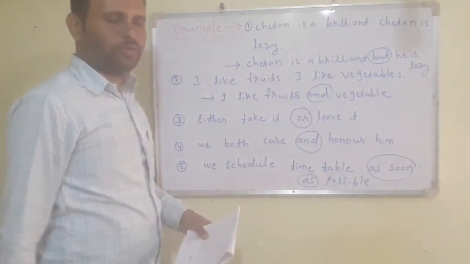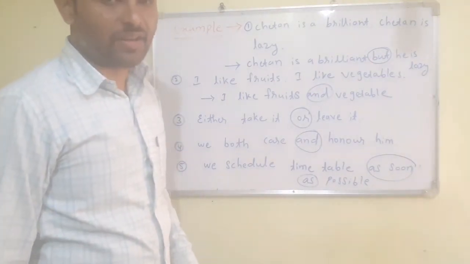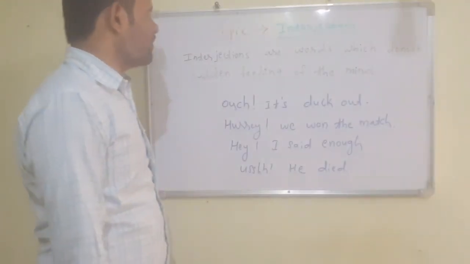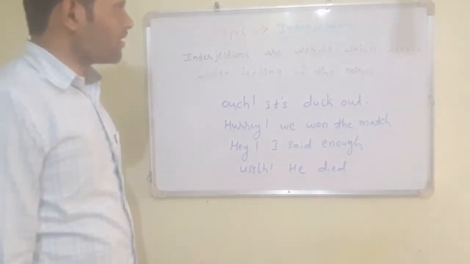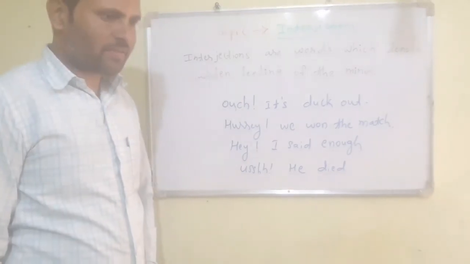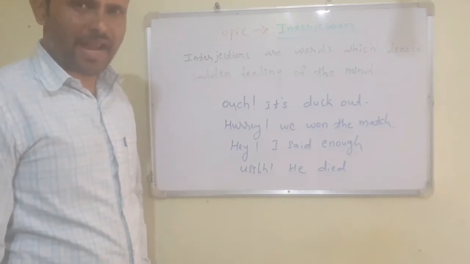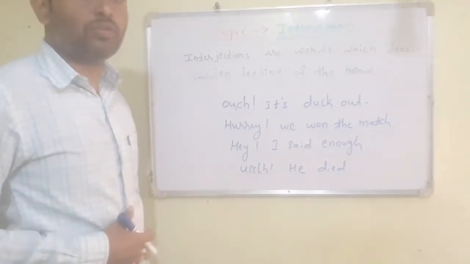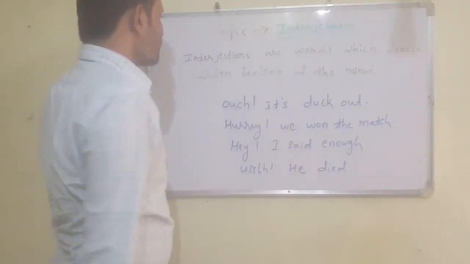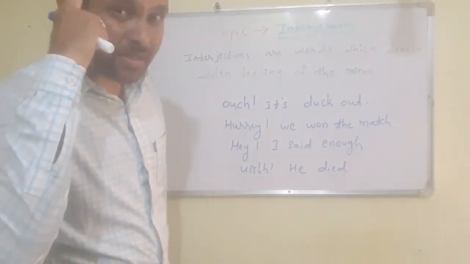Now we are going to the last part of speech, the interjection. Interjections are the words which denote a sudden feeling of the mind. For example, whenever we are feeling joy, some words will come. Whenever we are in a sad mood, some feelings will come. To express those feelings, we use interjections. That is why interjections are words which denote a sudden feeling of the mind.